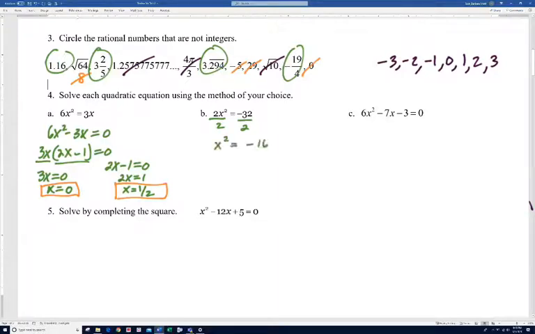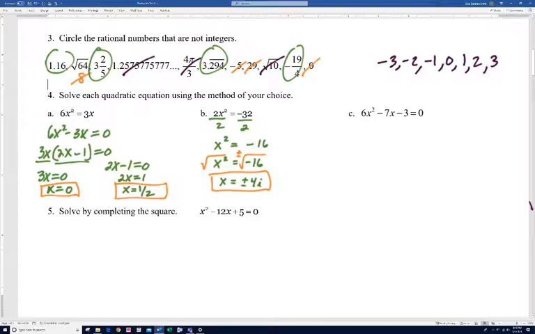So this will be x squared is equal to negative 16. And in fact, if you had moved this 16 over, this doesn't factor. So we take the square root of both sides. And of course, the square root of negative 16 is 4i. So we get x equals plus or minus 4i.